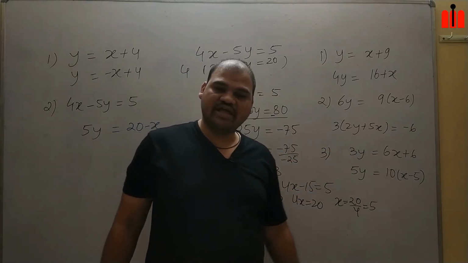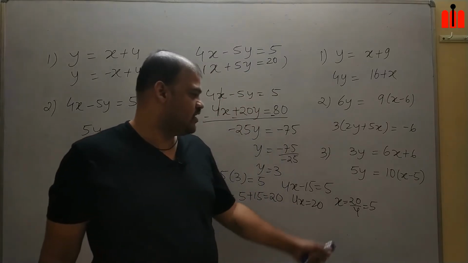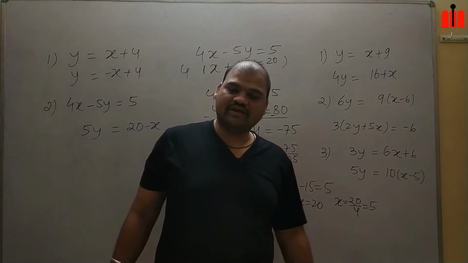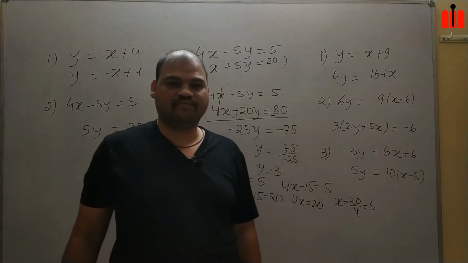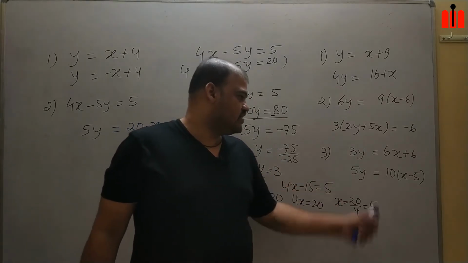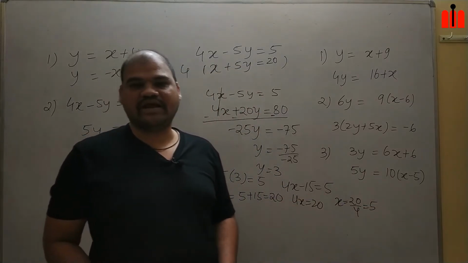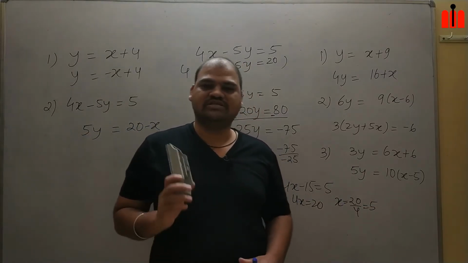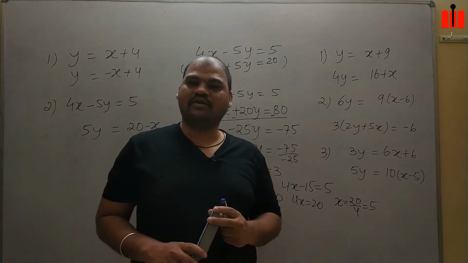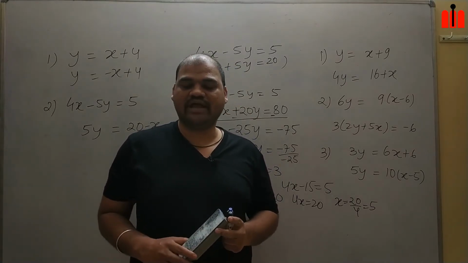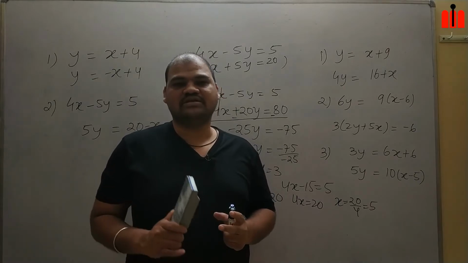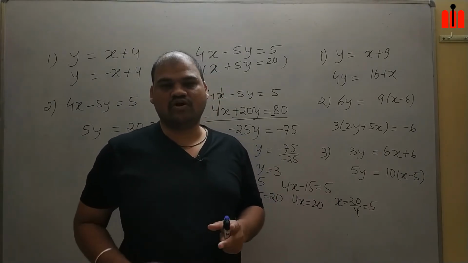Third is 3y equal to 6x plus 6, 5y equal to 10 bracket x minus 5. Okay. I repeat, 3y equal to 6x plus 6, 5y equal to 10 bracket x minus 5. So these three are your homework problems. This I dictated. Okay. Now this completes the second section. Now let's move on to the third section.